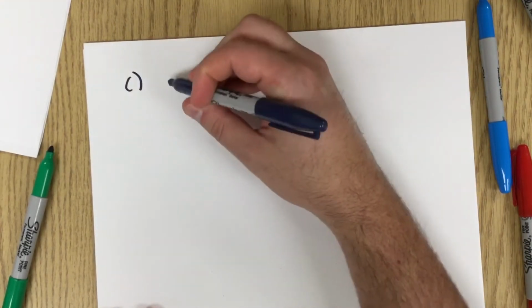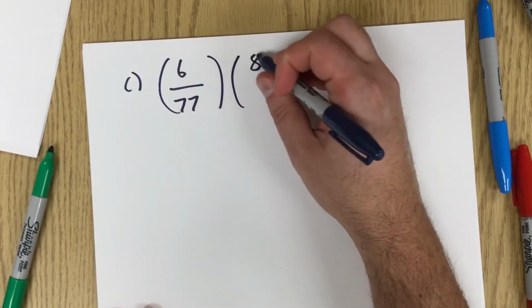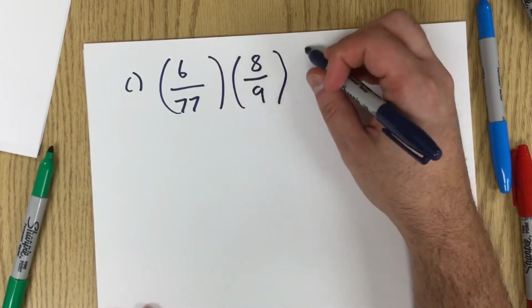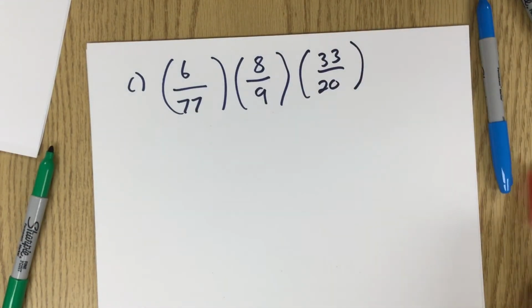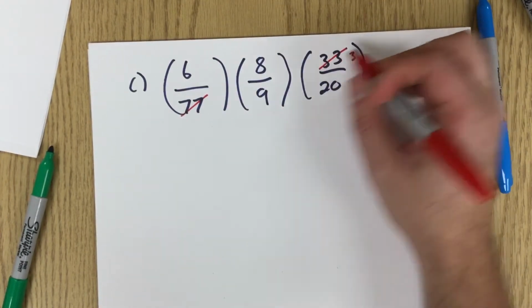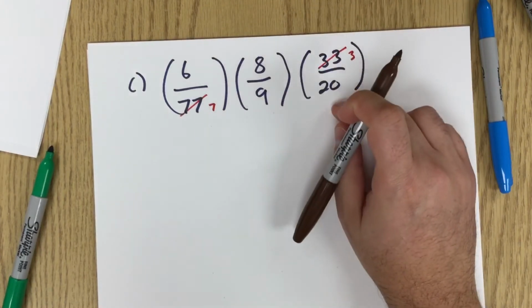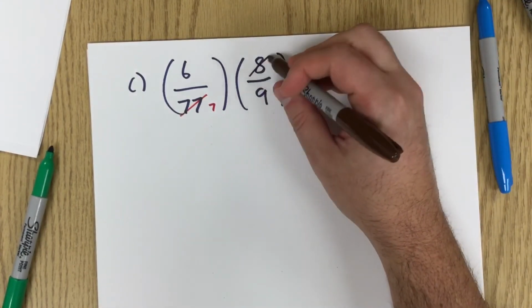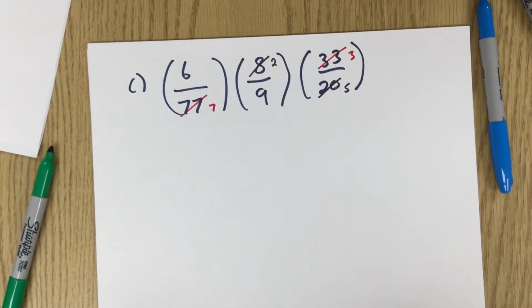Now, there's nothing that says we can't do it with 2. We could also do it with 3 things. So let's say we had 6 over 77 times 8 over 9 times 33 over 20. Okay, so we're going to look for things that we could cancel. These 2 could both be divided by 11. That will give us 3 and 7 left after we divide by 11. Then these can both be divided by 4. 8 divided by 4 is 2. 20 divided by 4 is 5.